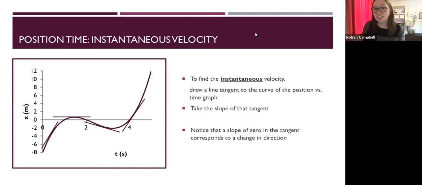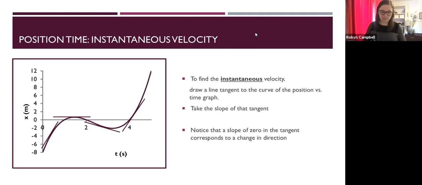So we draw the straight line that touches the curve at that point exactly once. Then we can find the slope of that line, and that is the instantaneous velocity at that point. If we were doing this using calculus, we'd be talking about the derivative, right? But if you haven't taken calculus, no stress, you can just think about it as the slope of the tangent.